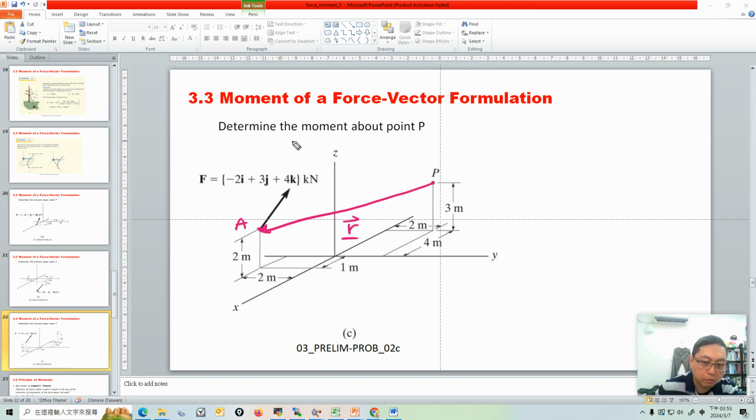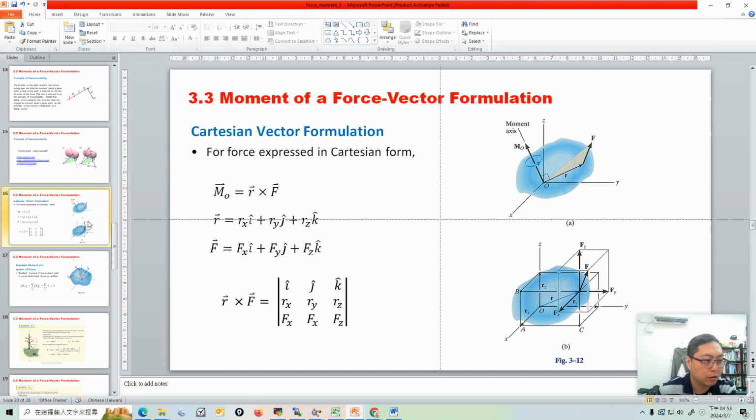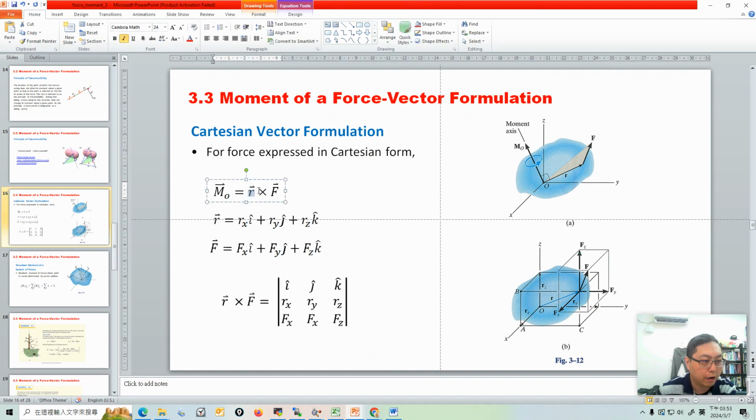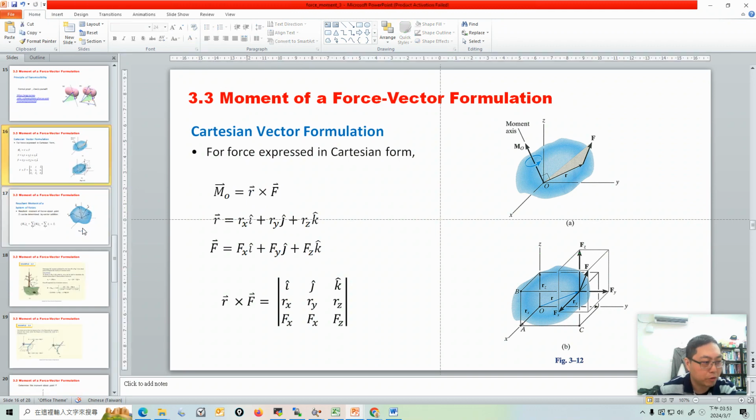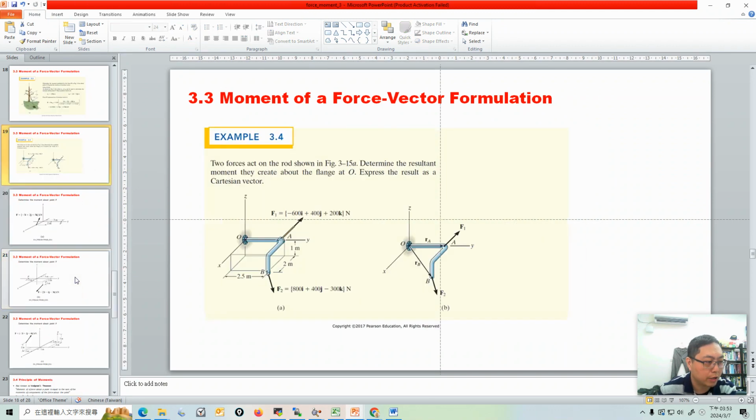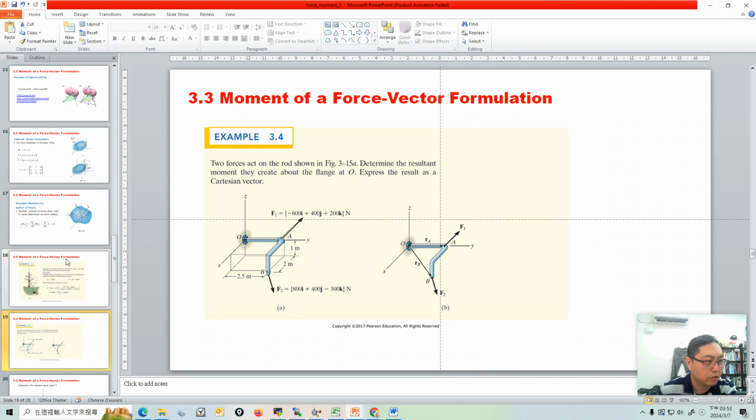So with these three problems, I just want you to be careful about the position vector. If you choose the wrong position vector, you will have different answers, because moment is R cross F. If you don't have the correct position vector, you will get very different answers. So that's the moment calculation in 3D space.